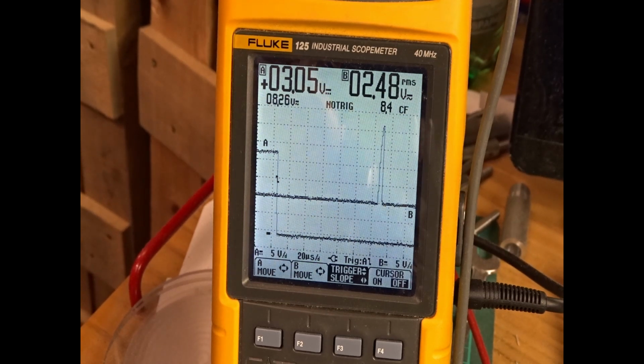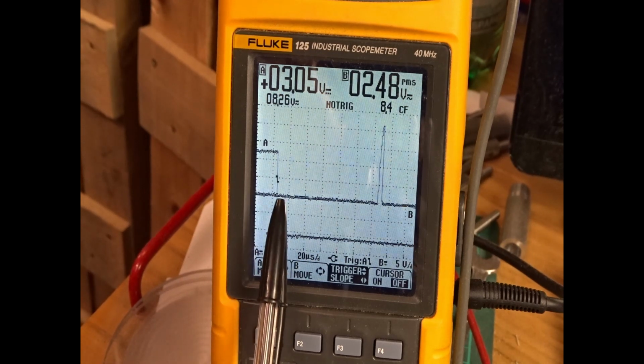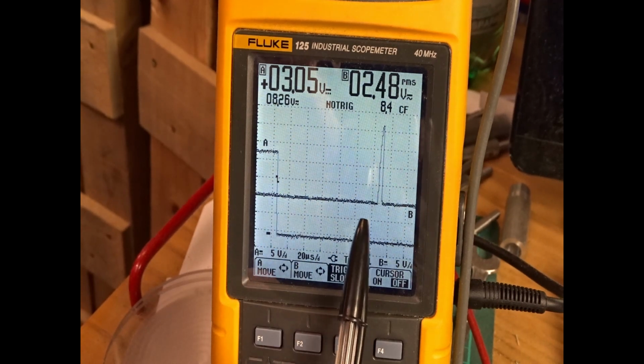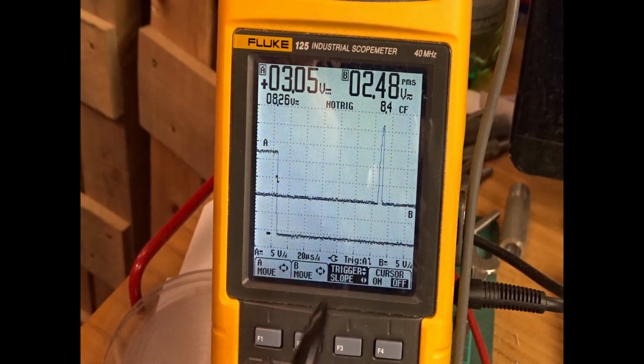A is the direction and B is the pulse. We're set at 20 microseconds per division, so that gives us, with a drop in the direction as our trigger, 20, 40, 60, 80, 100, and that's 120 microseconds before we get our pulse, which is on B.